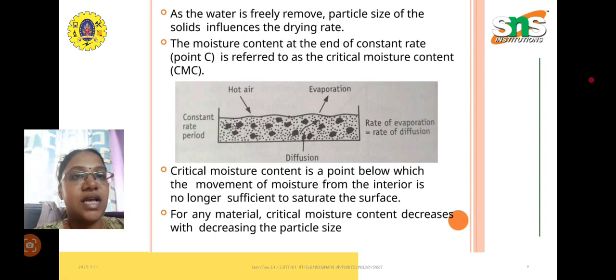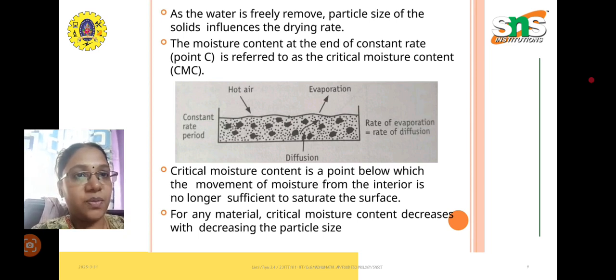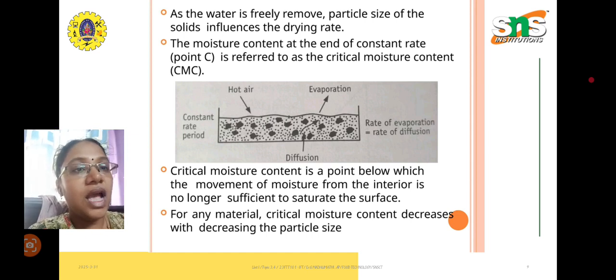As the water is freely moving, the particle size of the solid will influence the drying rate. What happens in the constant rate period is, when hot air comes inside, there will be diffusion inside the solid material, and at the time of evaporation we can conclude that the evaporation rate will be equal to the diffusion that is taking place. Both will be the same.